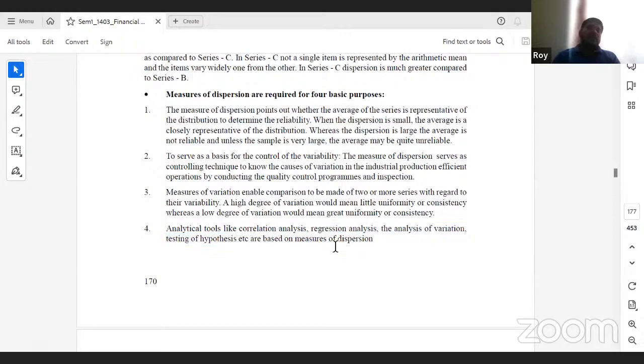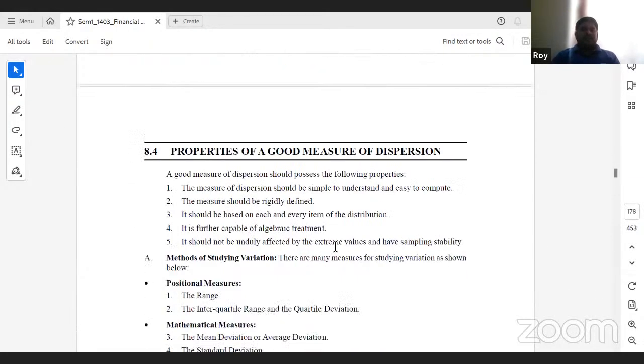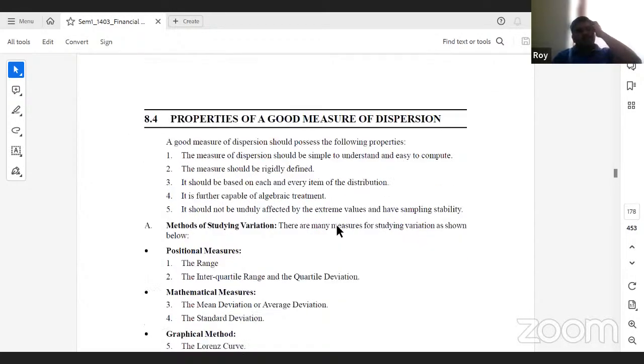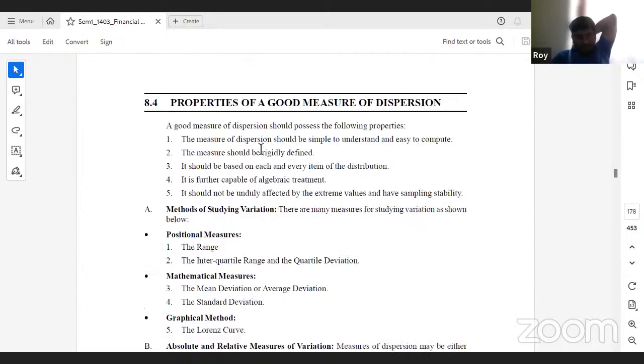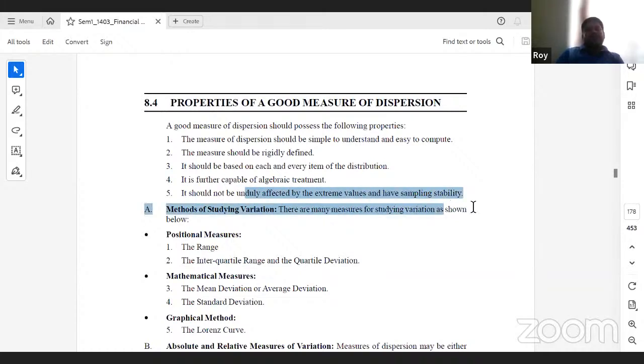The next units are completely based on this. We need to understand it very carefully. Properties of a good measure of dispersion: the measure of dispersion should be simple to understand, rigidly defined, based on each and every item, capable of further algebraic treatment, should not be unduly affected by extreme values, and should have sampling stability.